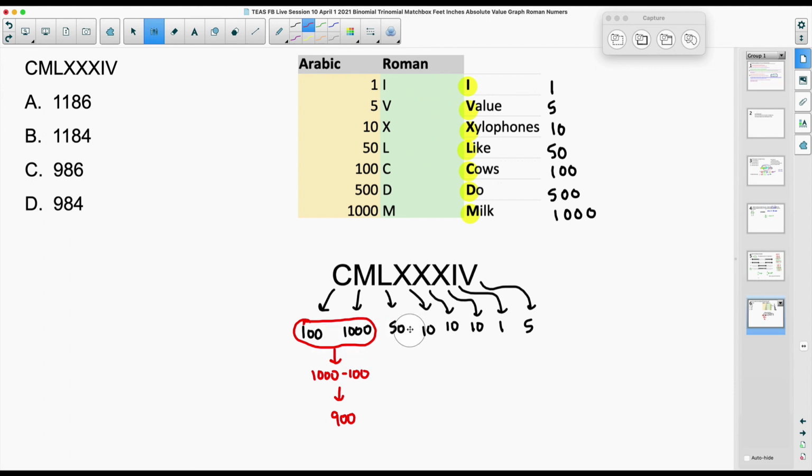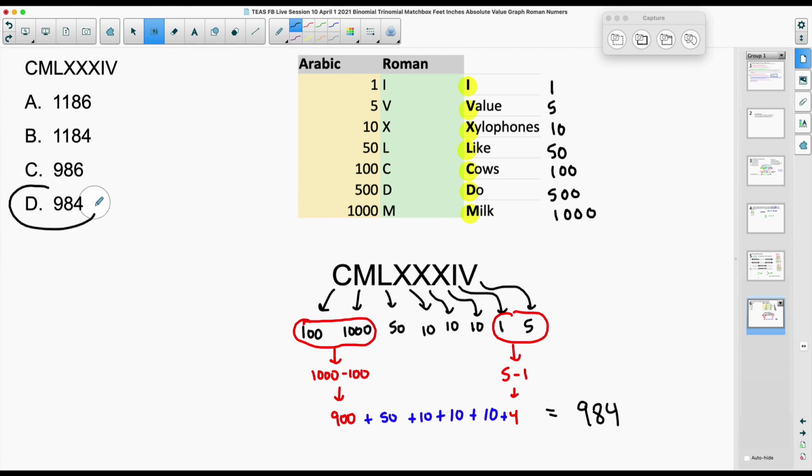Now, I don't see a smaller in front of a bigger here because 50 is bigger than 10. And in these 10s, I don't see it. But whoa, check it out. Here it is again. We have a smaller in front of a bigger. We do the same thing we did back here. We take 5 minus 1, the big one minus the small one, and this gives us a 4. Now what you can do is come and add everything up. So let's see what we got. We got 950, 960, 970, 980, 984. That is our Roman numeral.